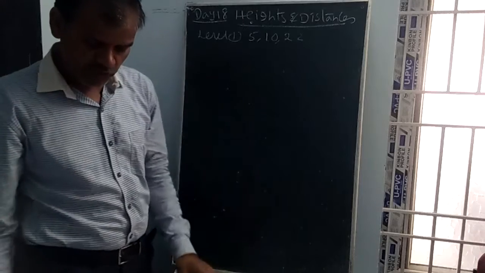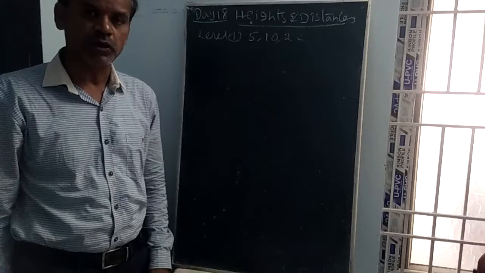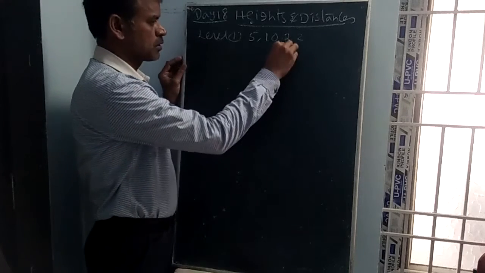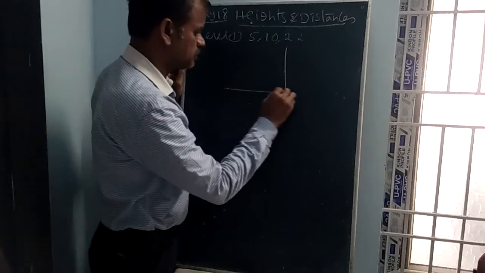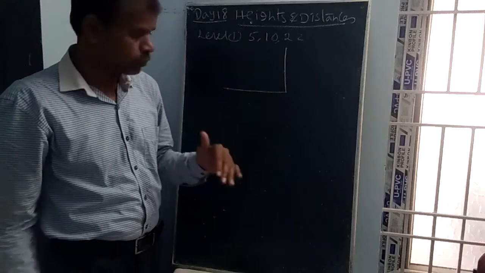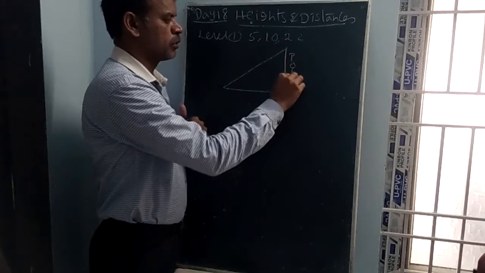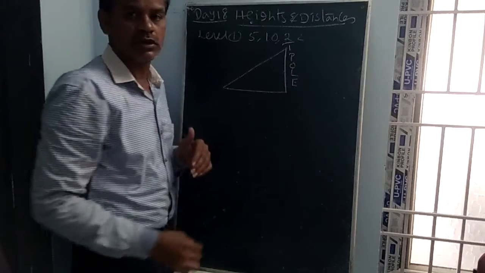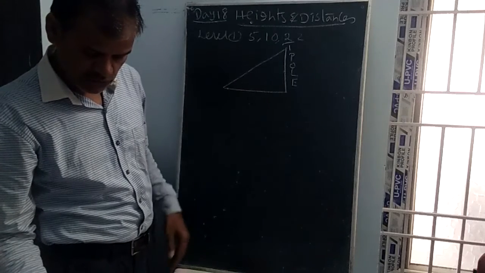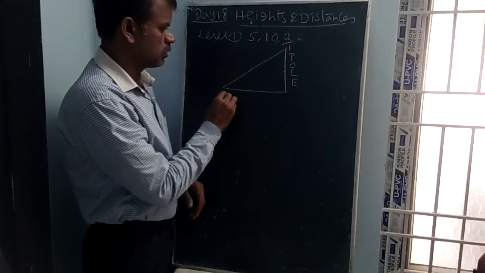Fifth question. A man standing on a level plane observes the angle of elevation of top of pole to be alpha. This is the pole. Top of pole. This is T. T is the top of pole. He walks a distance equal to double the height of the pole.